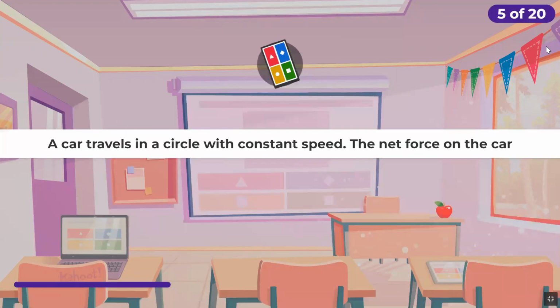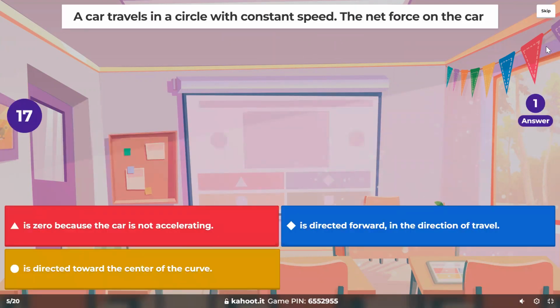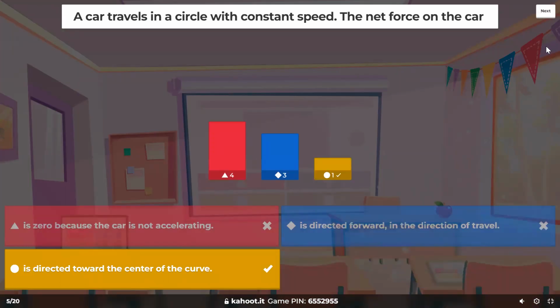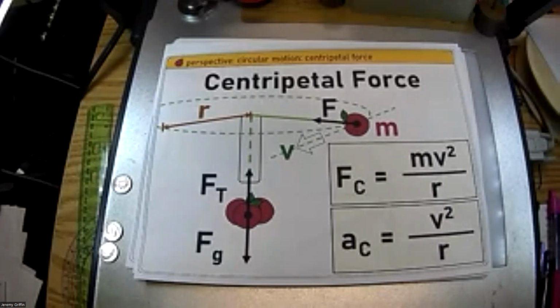Number 5, a car travels in a circle at constant speed. The net force on the car is directed toward the center of the curve. Ooh, one winner. Okay, so this is kind of a mix of questions. Some of the later questions, the second half of these questions, are the more recent stuff. Some of these questions are actually a review from a few weeks ago. So let's look at review from a few weeks ago.